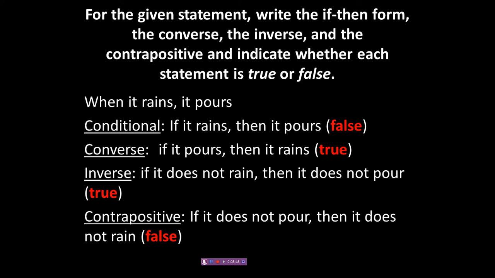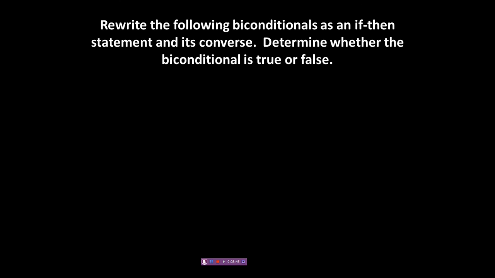And lastly, the contrapositive. If it does not pour, then it does not rain. Okay, so this is a false statement because if it's not pouring outside, then it may still be raining. It's not necessarily true that not pouring leads to not raining. So hopefully this is some good practice for you. There are other examples in the notes that you can use to do some more practice on this.